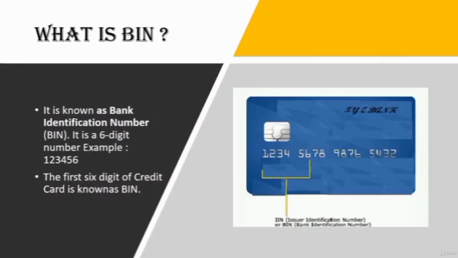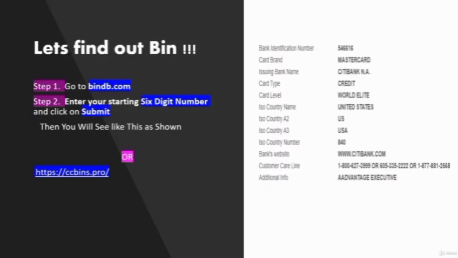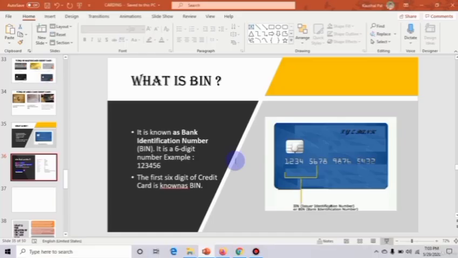So what is BIN? BIN stands for Bank Identification Number as shown in the figure. In the figure there are 12 digits. Out of 12 digits, the first 6 digits are known as BIN. I have mentioned two websites, bindb.com and ccbinspro.com. By this you can get entire information about a credit or debit card which you have purchased from the surface web or dark web. Now I will show you practically how it is performed.